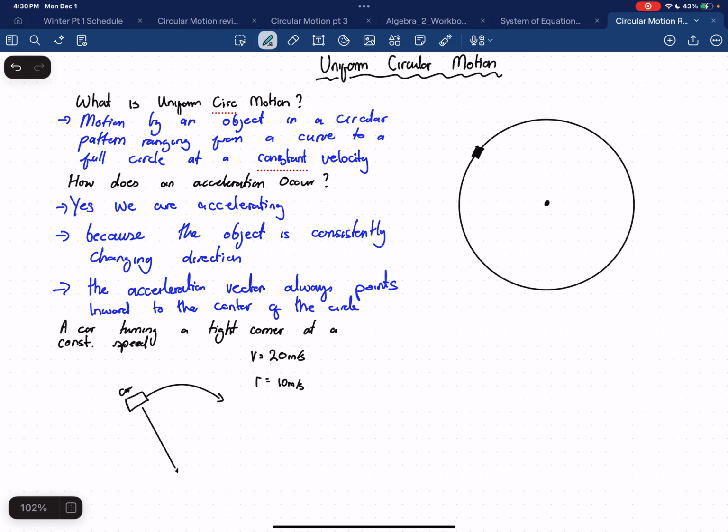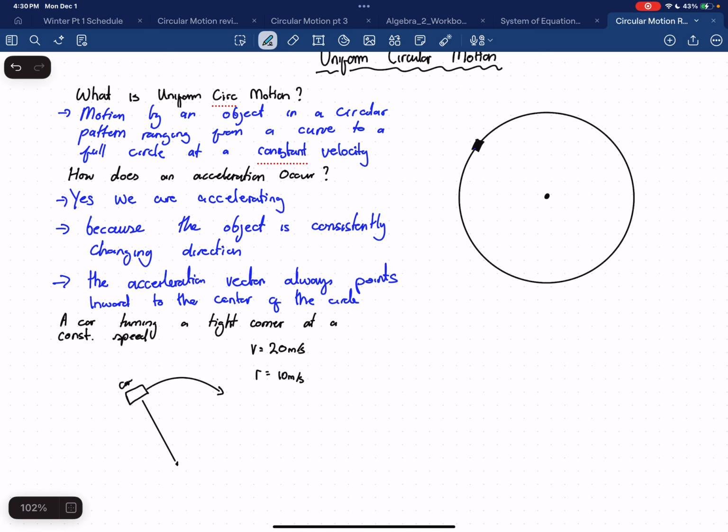All right. So if I look here, let's say I have a car driving around, its acceleration vector will be something like this. This will be the acceleration vector. This is where acceleration will point. Always, no matter where the car is in this circle, its acceleration will always point to the middle, to the center of the circle.